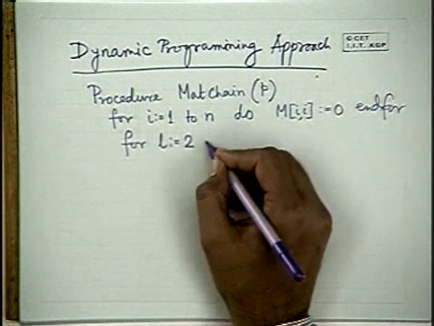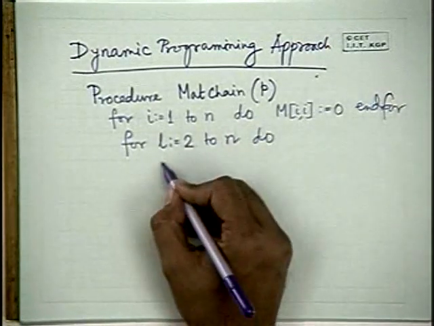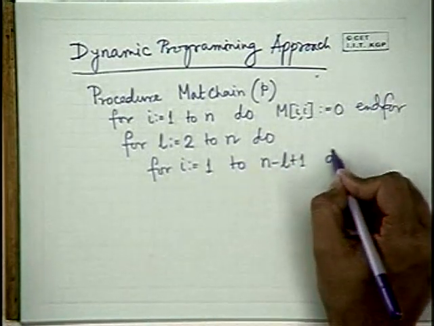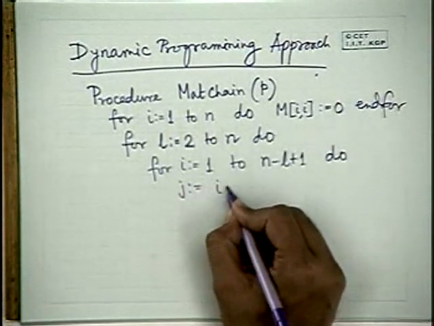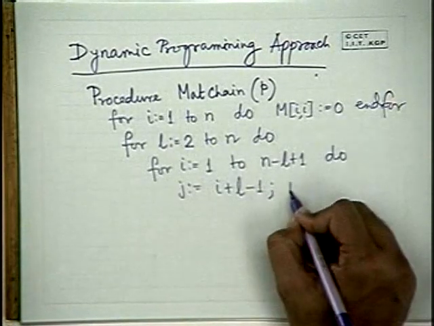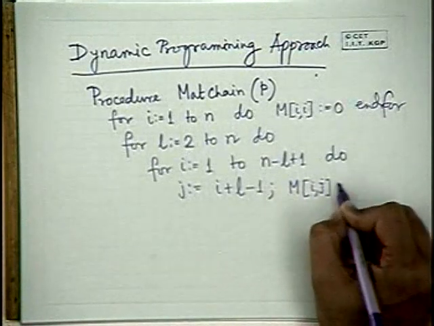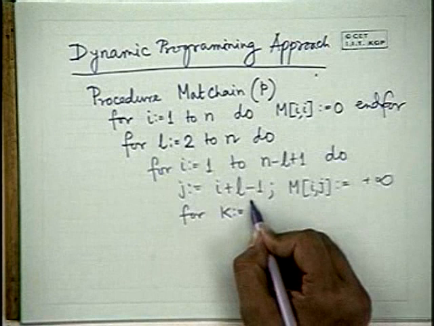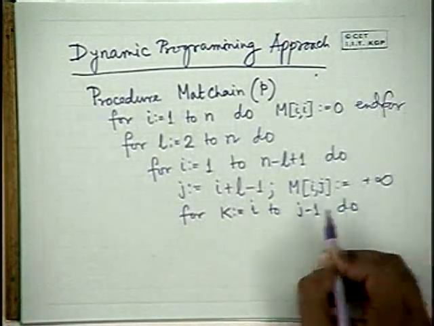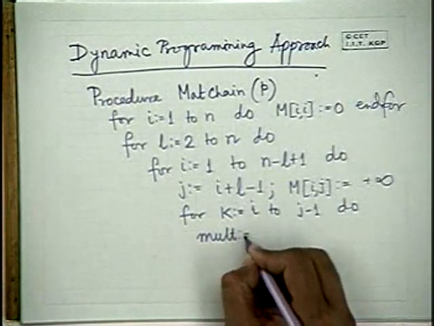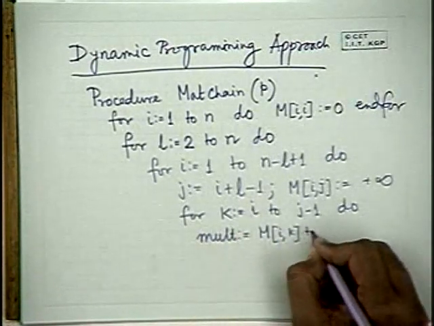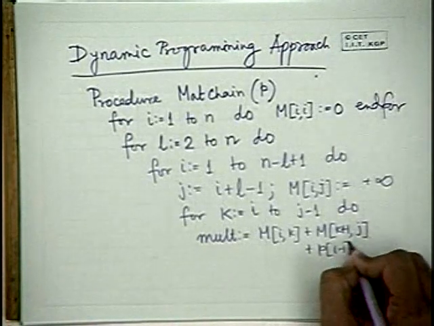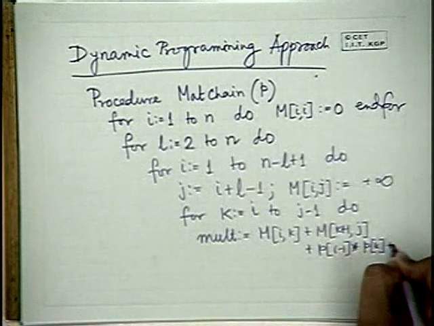L is equal to 2 to n do for I is equal to 1 to n minus L plus 1 do j is equal to I plus L minus 1, m ij equal to plus infinity, for k is equal to I to j minus 1 do mult equal to m I k plus m k plus 1 j plus p I minus 1 star pk star pj.